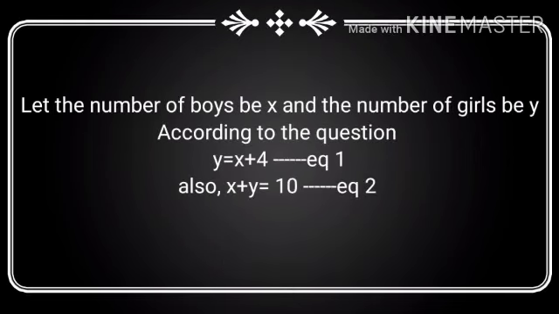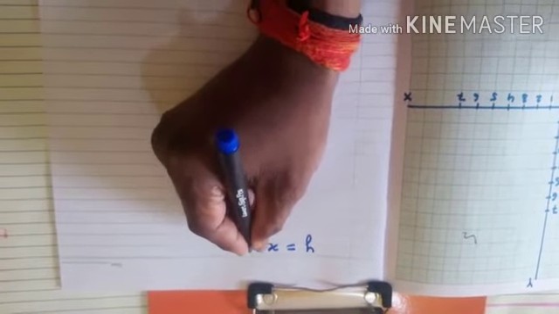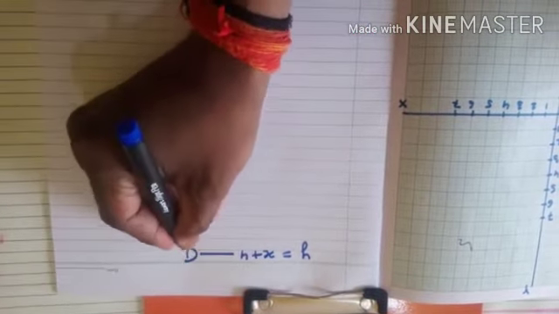Let the number of boys be x and the number of girls be y. So according to the question, the number of girls is 4 more than the number of boys. So we should write y equal to x plus 4. This is equation 1. And also the number of students in the class was 10. So x plus y equal to 10. Equation 1 is y equal to x plus 4.